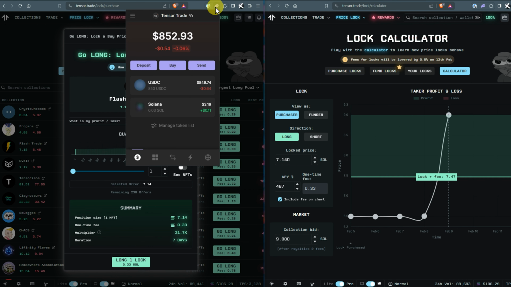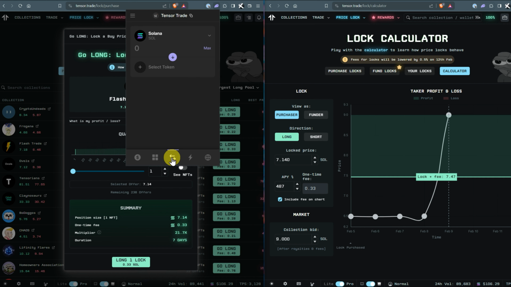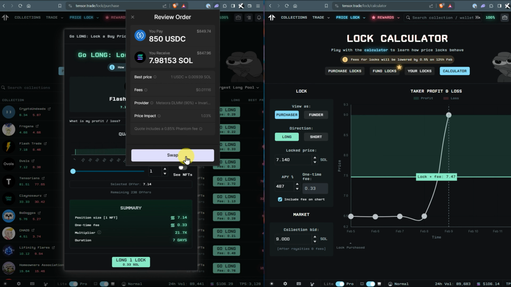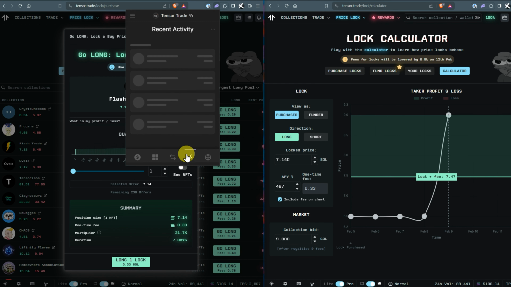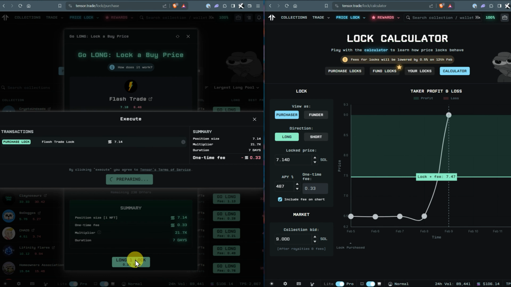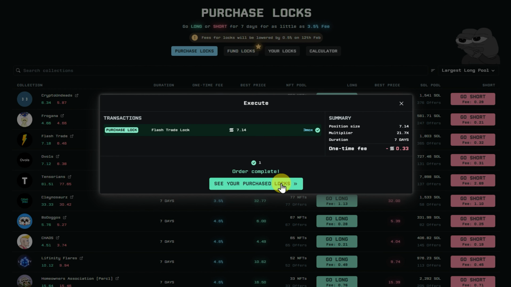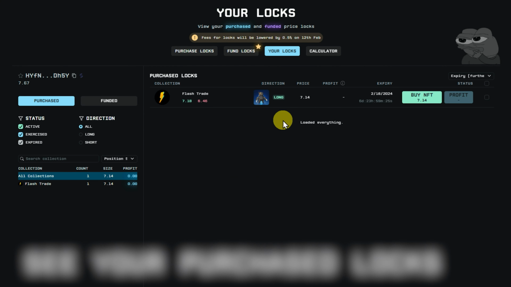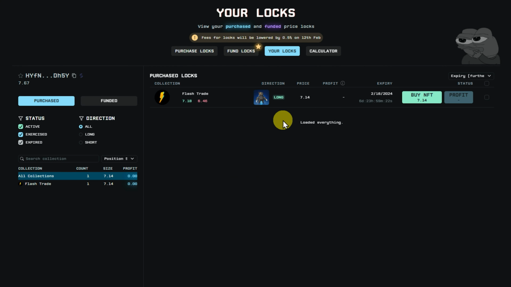Let me just check in Phantom how much SOL we've got. We don't have enough for what we need to do. Let me quickly get some SOL and swap. We've got some SOL. We're good to go. Let's long one lock and confirm. Now let's see our purchase locks. We can see this one here. We'll add another one before we continue on though.